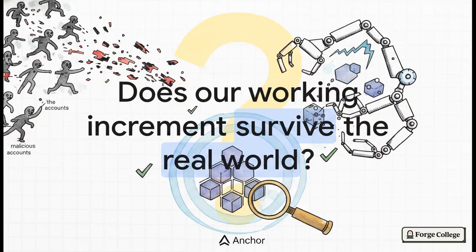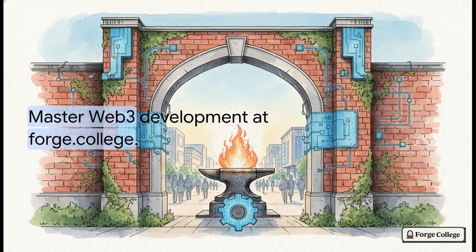So we have a working increment, it compiles, it tests cleanly in isolation, but that leaves us with a pretty provocative question, right? Does our working increment survive the chaos of the real world? Like, what happens when malicious accounts try to pass fake data, or when external programs interact in totally unexpected ways? Well, that is exactly what we are going to explore in our next lesson on testing and mocking. Trust me, you will not want to miss that one.